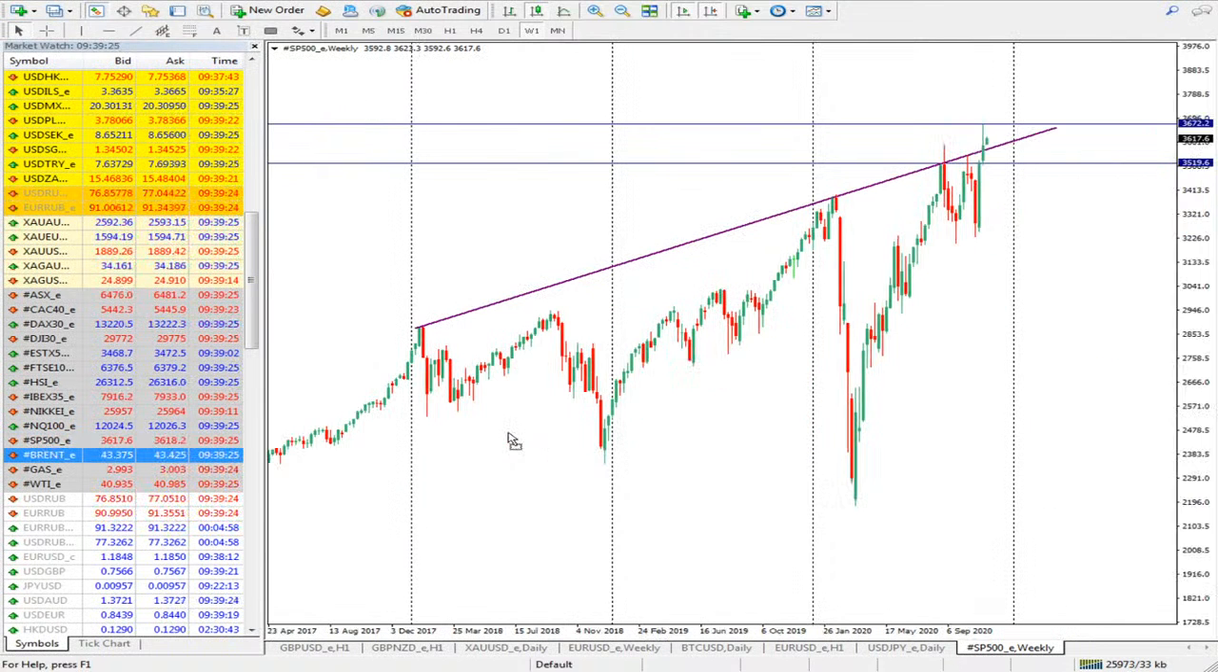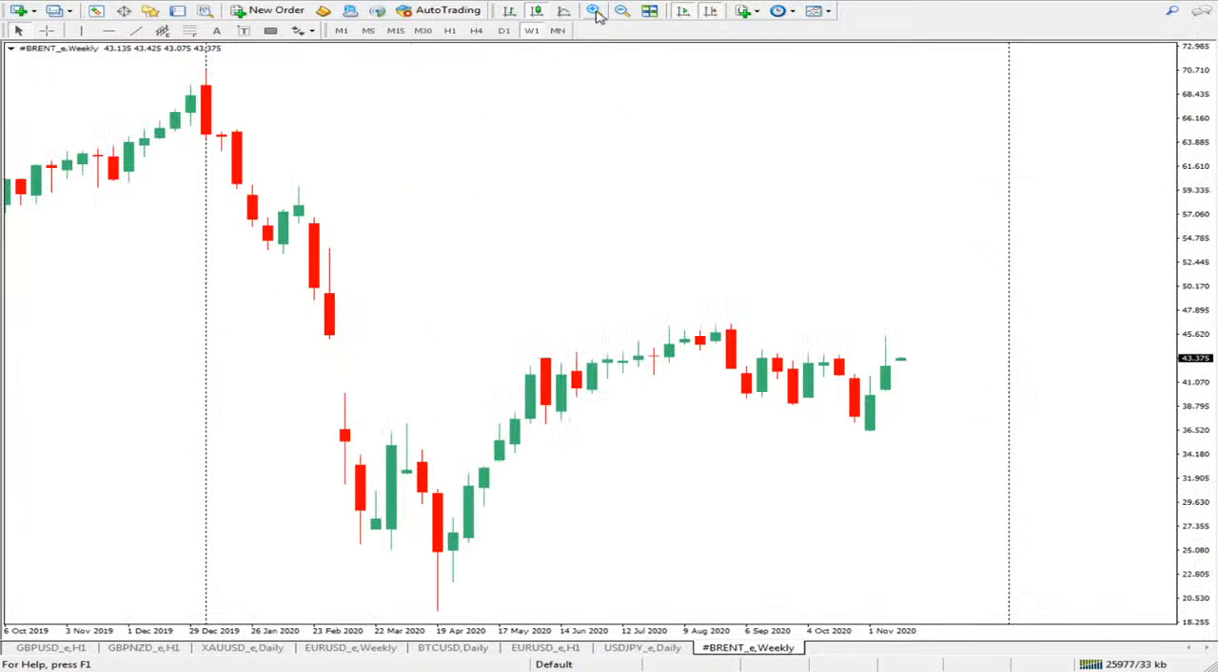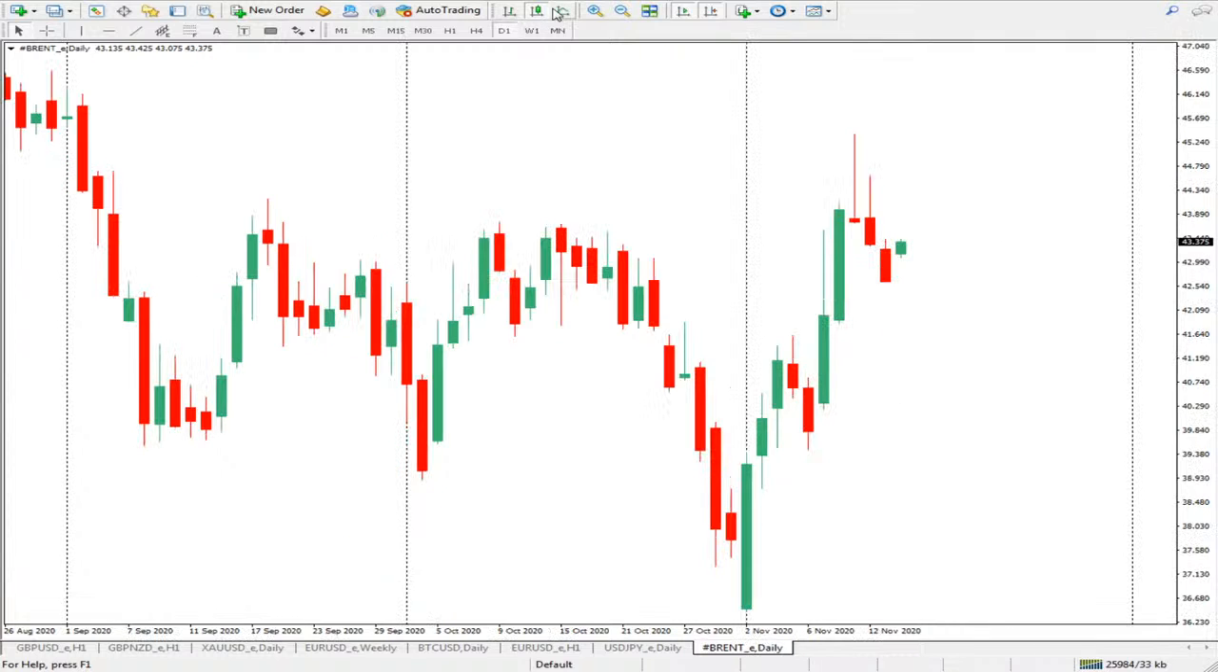The next chart is Brent oil. So far Brent oil closed as a sell candle. The candle which you're seeing here is a possible sell candle. But let's look at the daily chart.